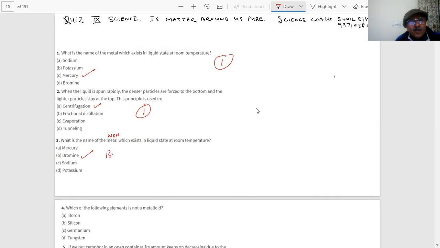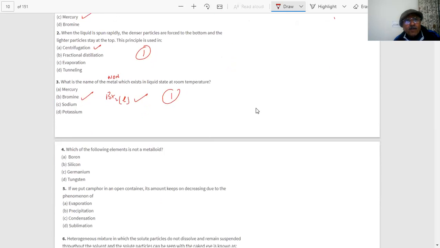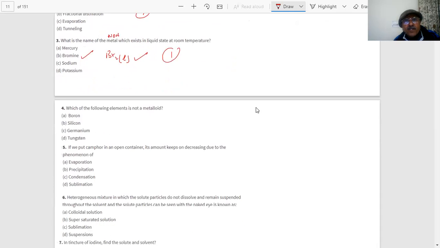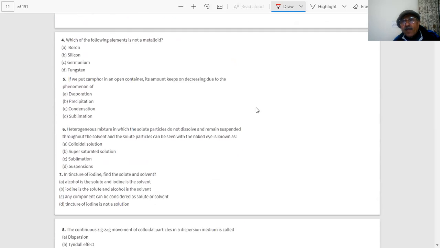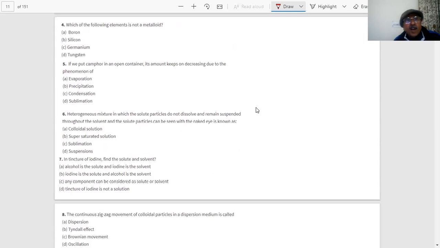So we have two students. It exists as liquid at room temperature. That is the correct answer. Therefore, you are getting one full mark for that also, students. All the questions will help us in understanding the chapter and help us in appearing for different exams at different places.